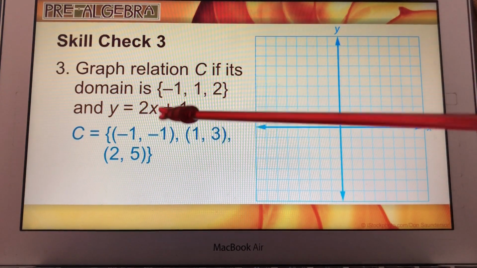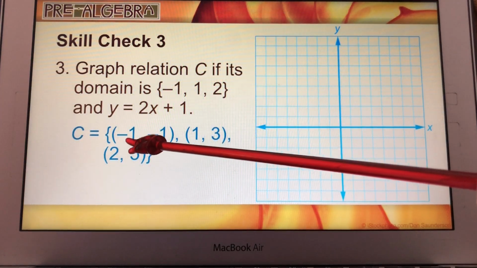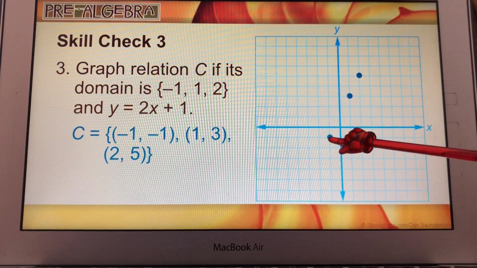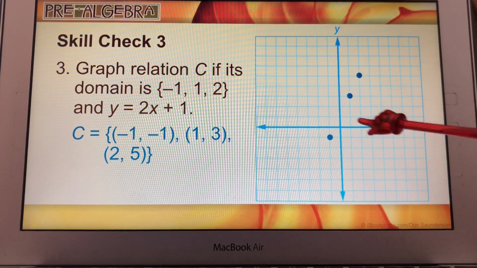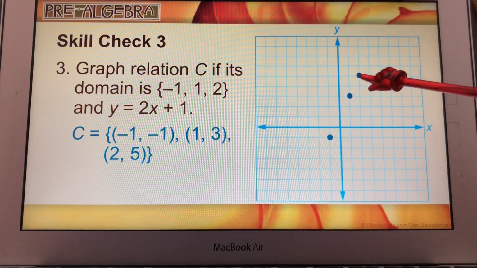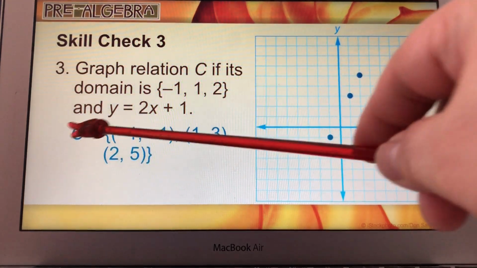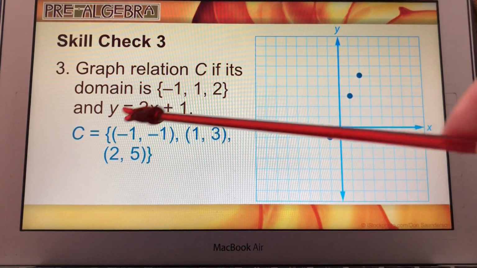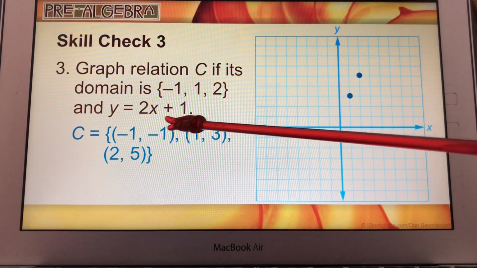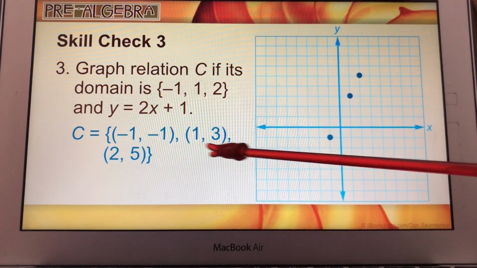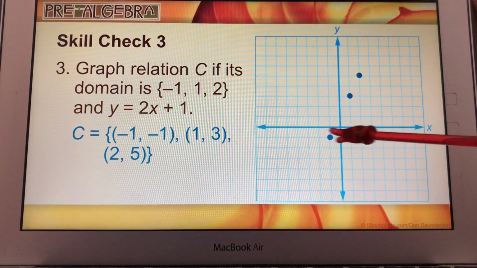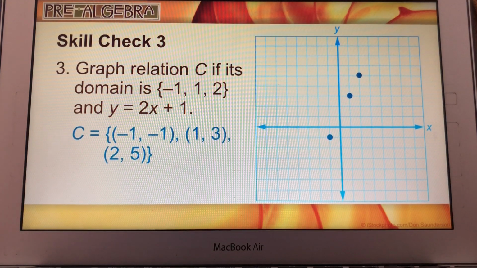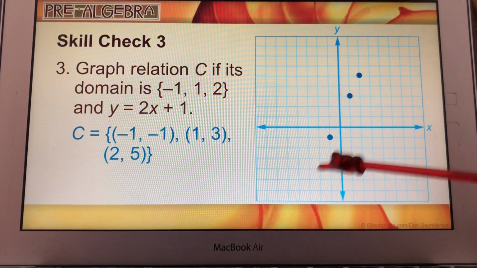And so here are our points, and we're going to graph them. Here's -1, -1. Here's 1, 3. And then 2, 5, and this is the relation C, given the domain -1, 1, 2, with this equation y equals 2x plus 1, and we get this set of ordered pairs, and then you graph relation C. There it is, right there. And again, if you notice, relation C is a straight line.